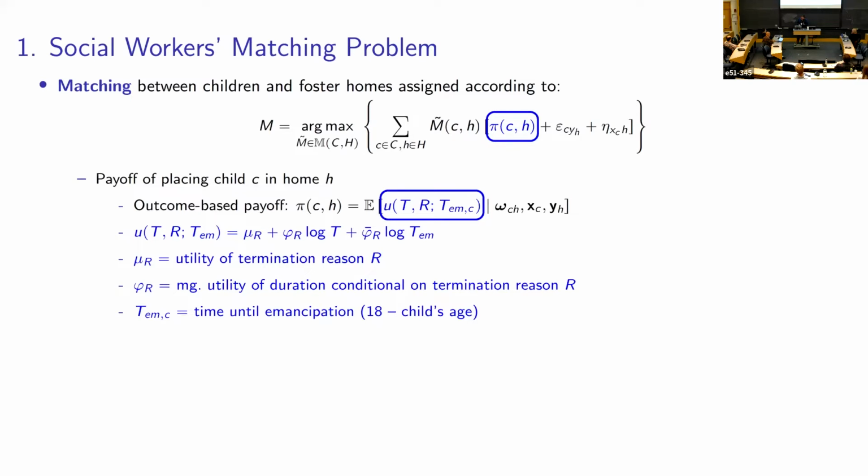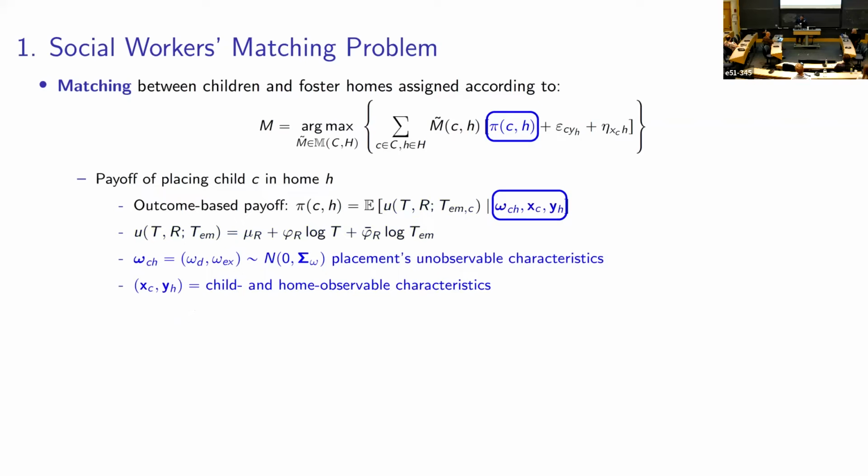And then what am I going to condition on? I'm going to condition on omega, and omega is going to be a 2-dimensional vector of unobservable characteristics, and it's going to have some distribution. On the next slide, I'm going to tell you how this omega is going to kick into the model. And I'm also going to condition on the x's and the y's that we observe.